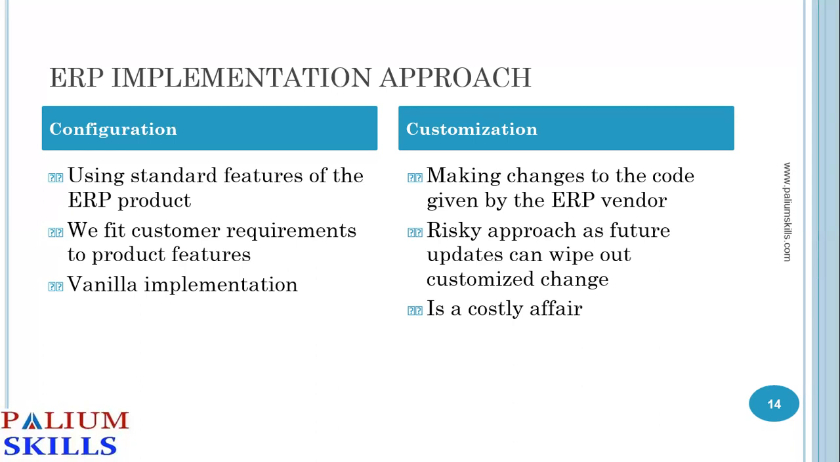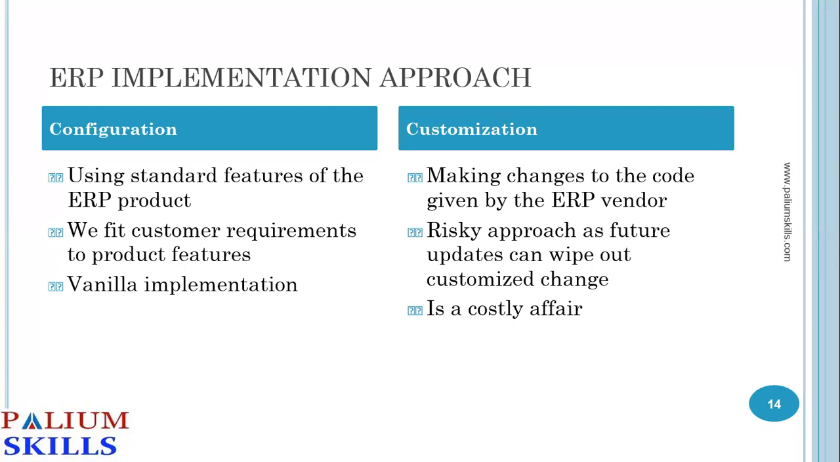Okay. Compare that with customization. Customization means making changes to the code given by the ERP vendor. Okay. Now this is a risky approach as future updates can wipe out customized changes. Any changes that you make can get wiped out when the future updates are provided by the vendor. Okay, because when patches, these are called patches, fixes, are provided by the vendor, it assumes that the original product is still the same.